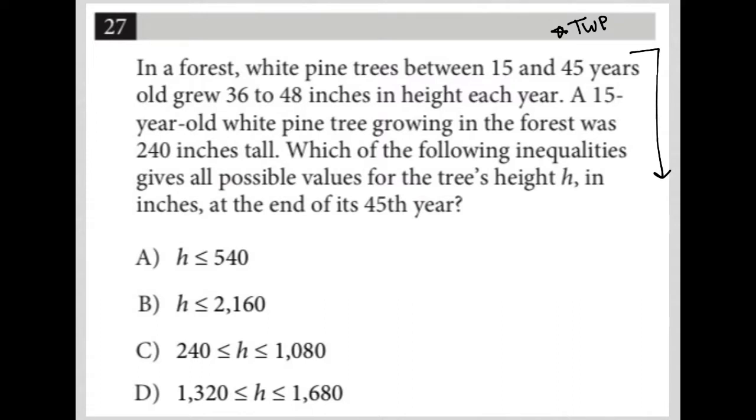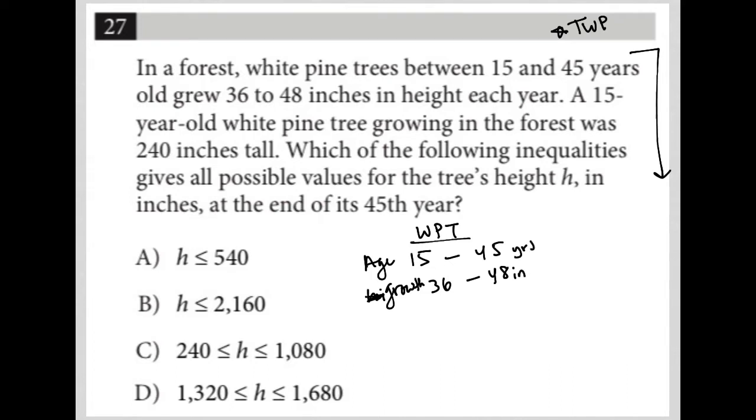So the first sentence of this question says, in a forest, white pine trees between 15 and 45 years old grew 36 to 48 inches in height each year. So I'm going to just write that down. So white pine trees, so WPT, and we get 15 to 45 in terms of age. And in terms of height, or I should say growth, right? It's not actual height. Growth goes from 36 to 48 inches, right? And this is in years, of course.